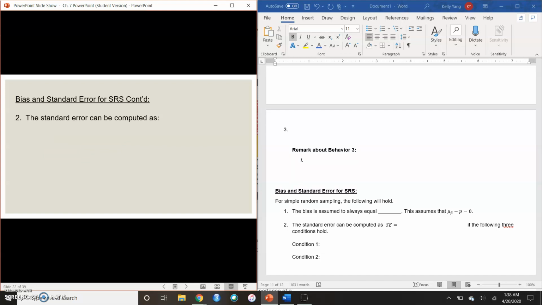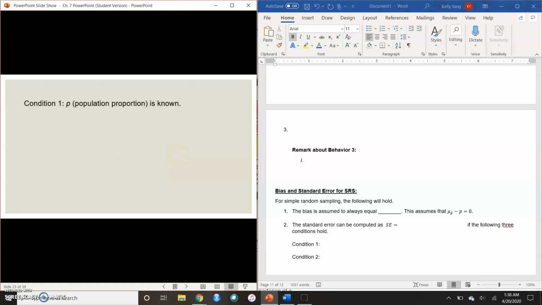And then the standard error. Now finally talking about what the standard error is. Again, the standard error is a measure of precision. It's telling us how consistent our samples are. The standard error has this formula right here, only if the next three conditions are true. In general, standard error should be the square root of p times the quantity 1 minus p, all over n. And n in this case is the sample size.